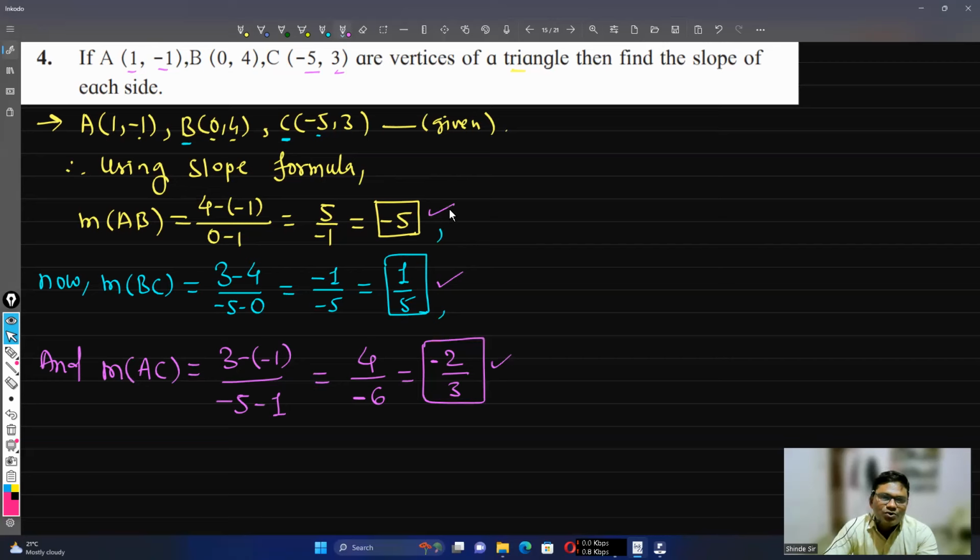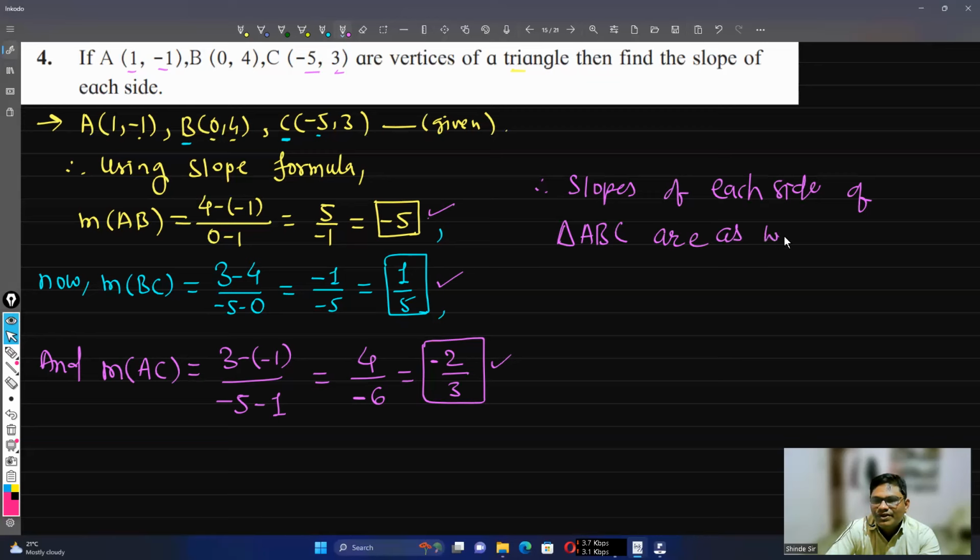That is why slopes of each side are different here. Therefore, slopes of each side of triangle ABC are different, as we found here. And that's it. Now let's move towards the problem number 3.